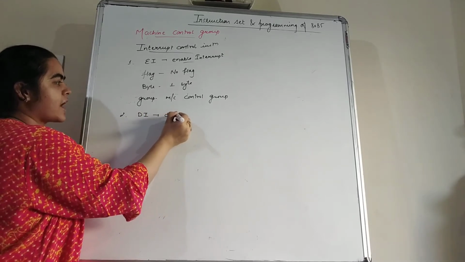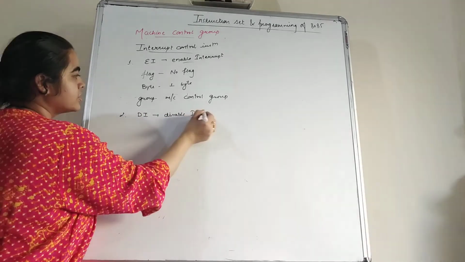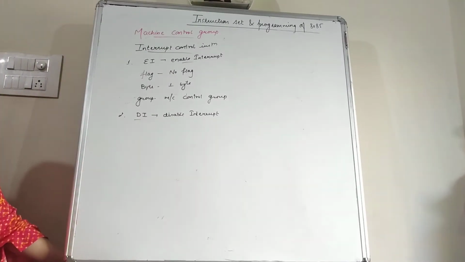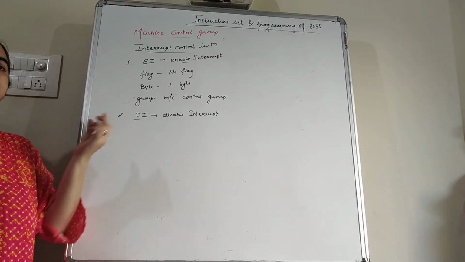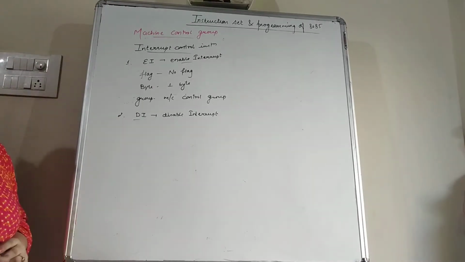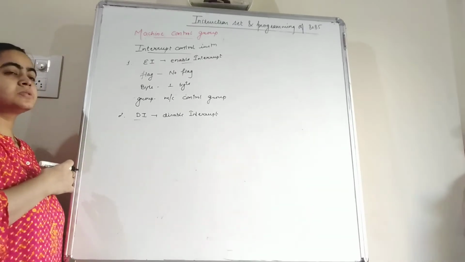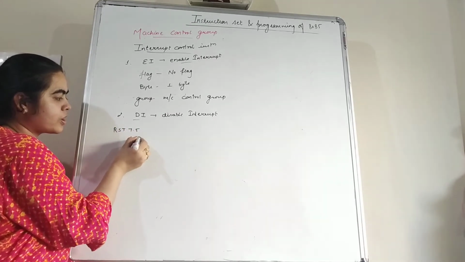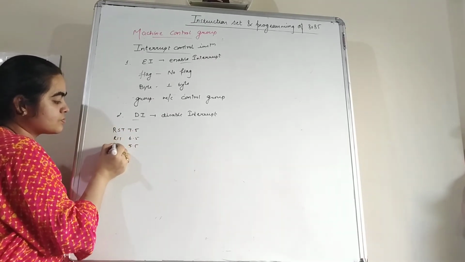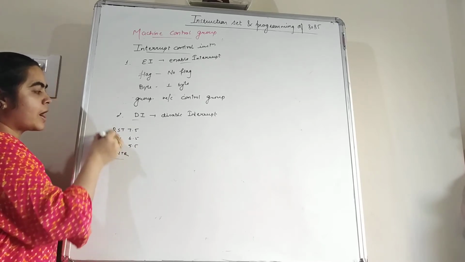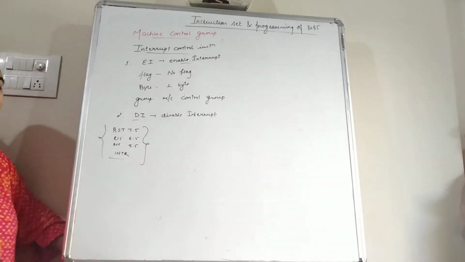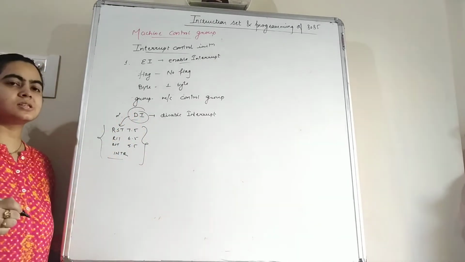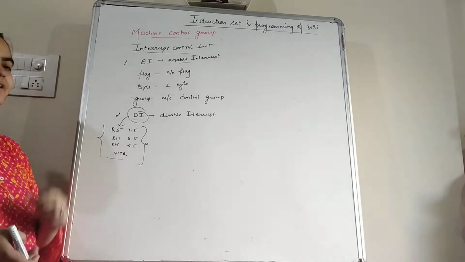DI stands for disable interrupt. When the microprocessor executes this instruction, it will disable interrupts. Which interrupts can the microprocessor disable? It can disable RST 7.5, 6.5 and 5.5, and the last one is INTR. Otherwise, by default the others are non-maskable, which means we cannot disable those interrupts. So this will only work for RST 7.5, 6.5, 5.5 and INTR.